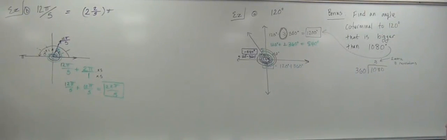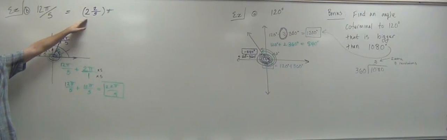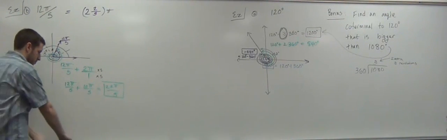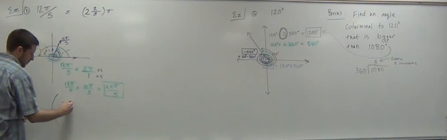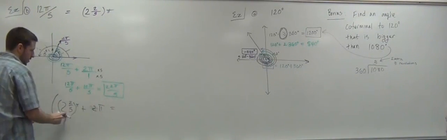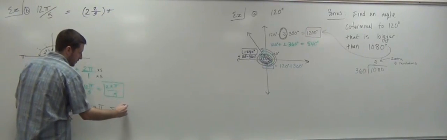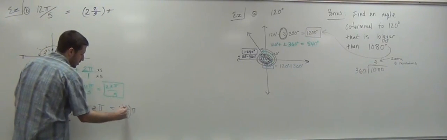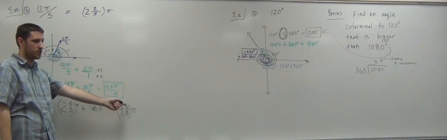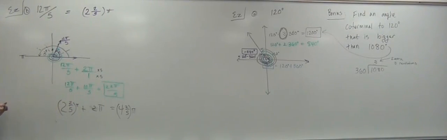You could do this with mixed numbers. In this particular case, if you really wanted to, you could take 2 and 2/5 pi and add 2 pi. What would you get? 4 and 2/5 pi, right? This whole number and this whole number will add to give you 4 and 2/5 pi. And you can check and make sure this is the same thing. 4 times 5 is 20, plus 2 is 22, so it's the same thing.